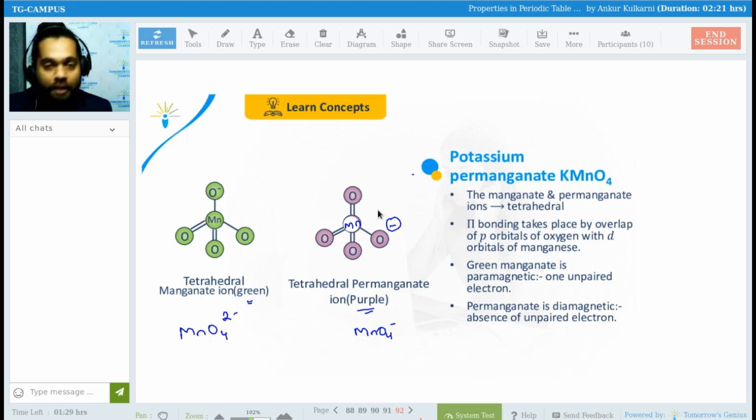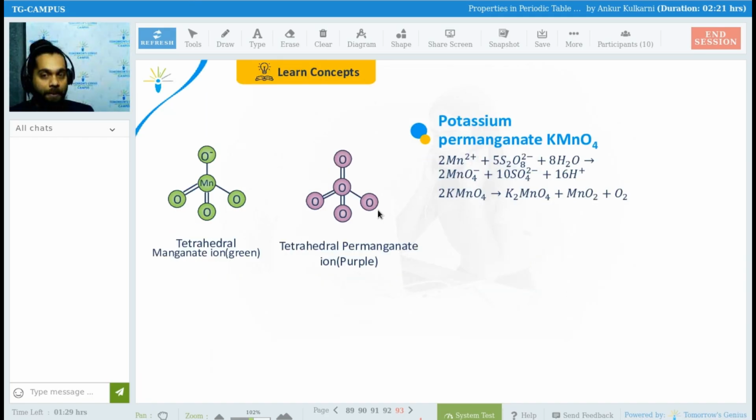Okay, so where were we? Yes, MnO4 2 minus is green, and MnO4 minus is purple.